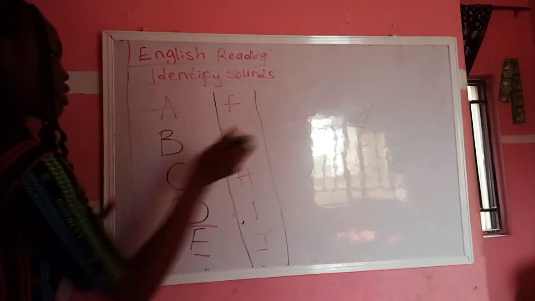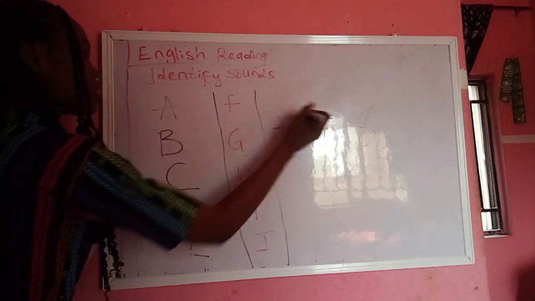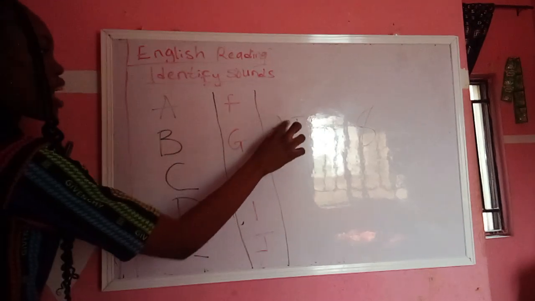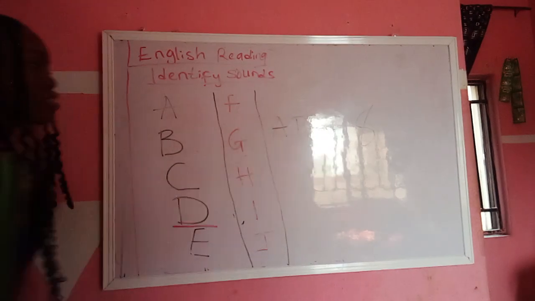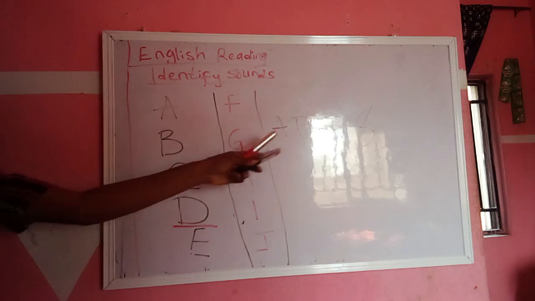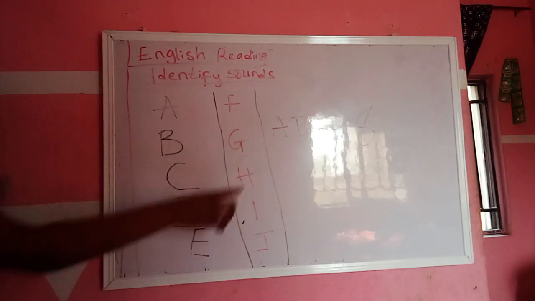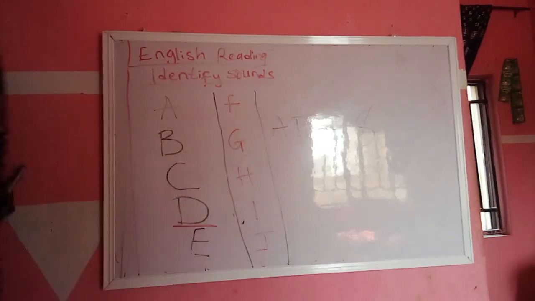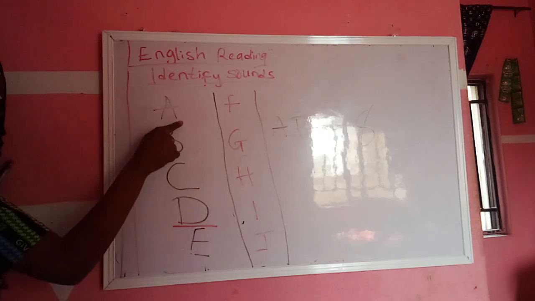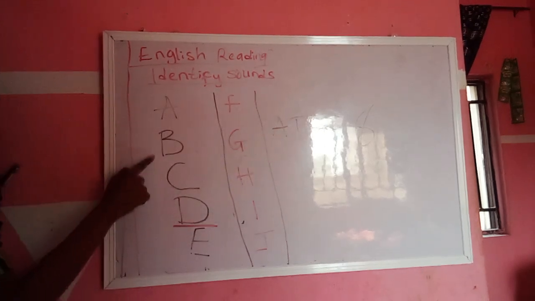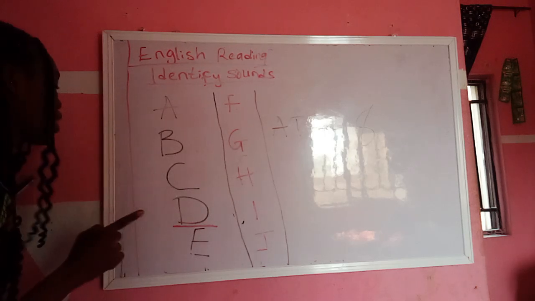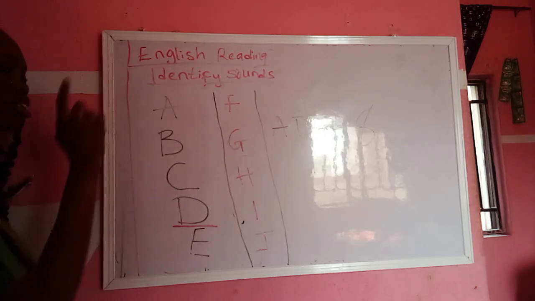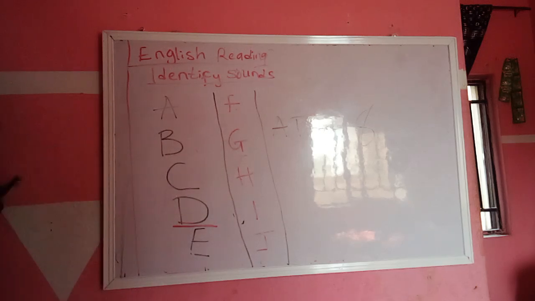Letter what? This is letter A. A-C. This is to get what? Art. Can you see it? So here A is not A, it is now what? Art. That is why I say that A is pronounced as what? A. B is pronounced as what? B. C is pronounced as what? K. D is pronounced as what? D. And E is pronounced as A.